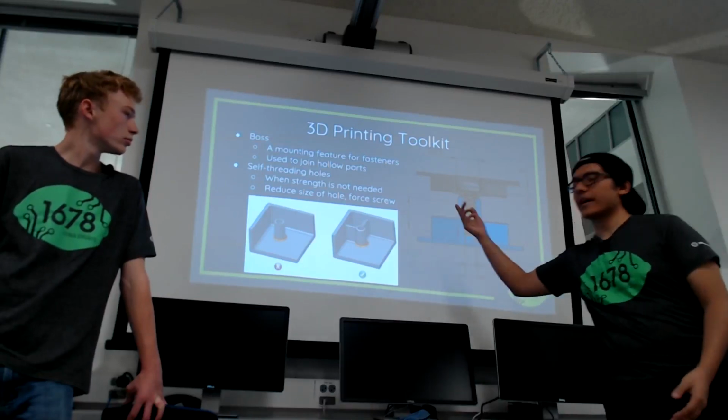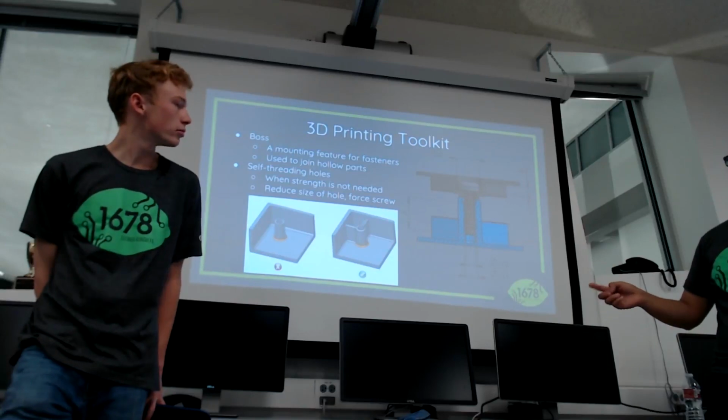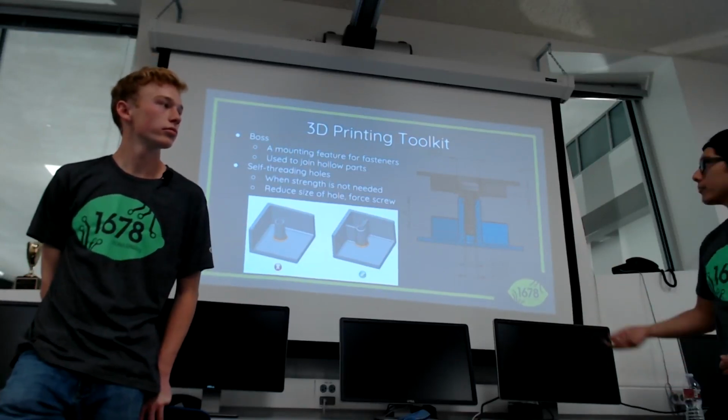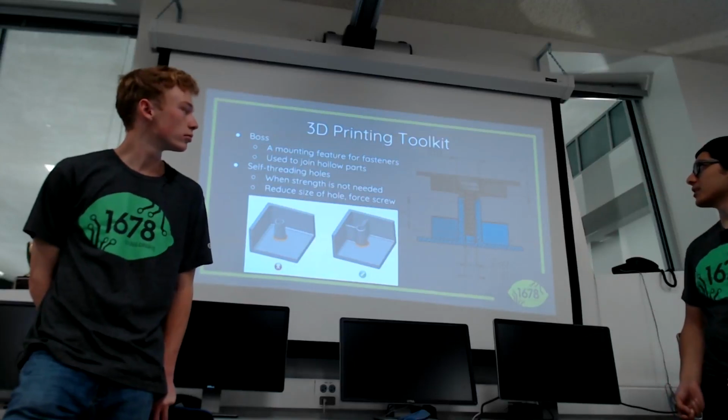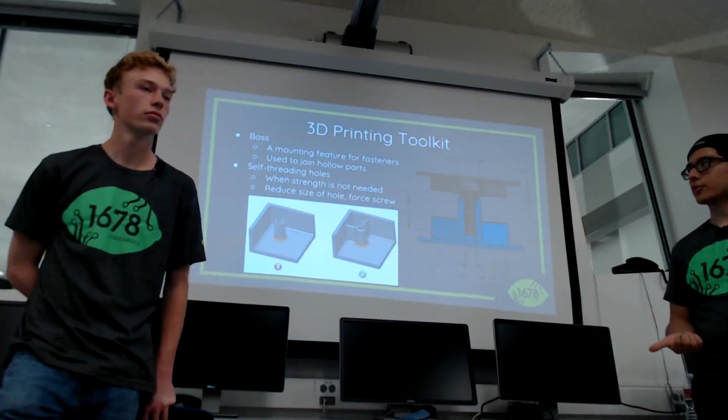Boss is just the cylinder that comes up that you put screws into, and you don't have to put the taper onto it for 3D printing because you don't have to take it out of a mold. Over here is some geometry for the boss. Basically, you have the radius part, so it has improved strength.